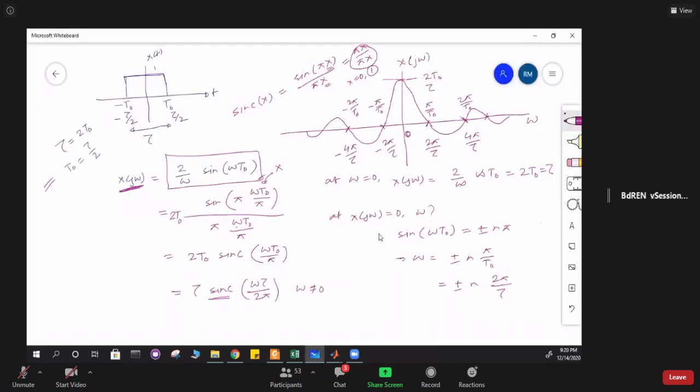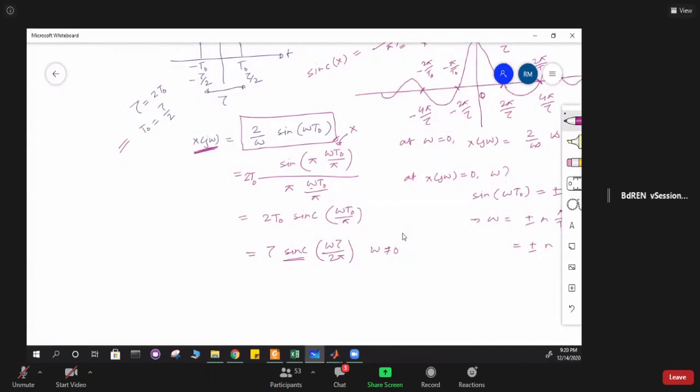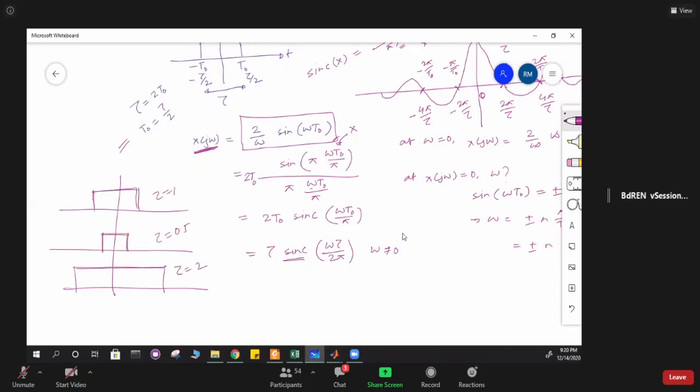So if we want to visualize the thing, we can find that if this is tau equal to 1, then this is tau 0.5, and this is tau 2. You can see that the width actually depends on this value of tau. So for these particular values, what will be the corresponding X(j omega)?